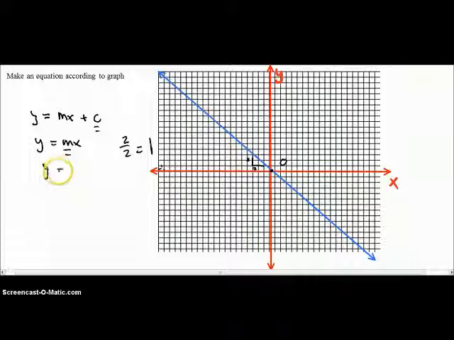So y equals x. We don't show the 1 in front of the variable x. It's there, but it's not shown. Weird, but that's how math works.